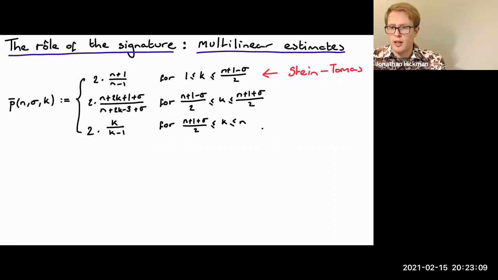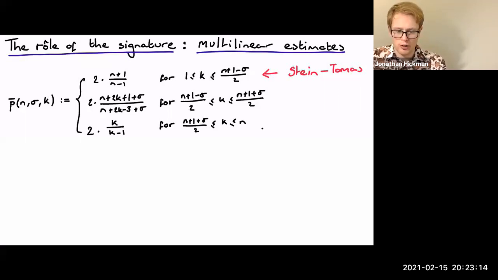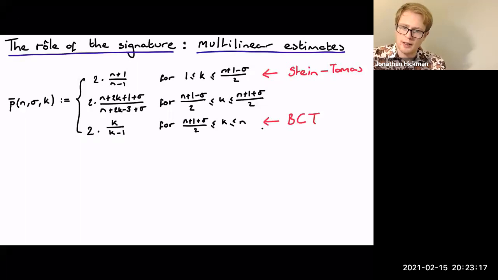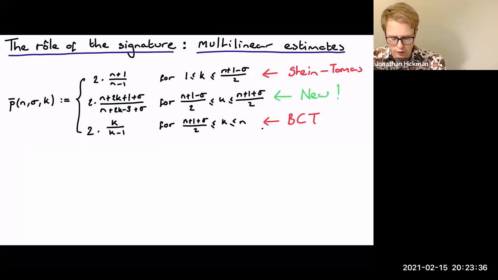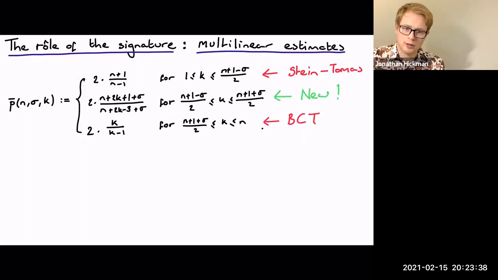It's just a direct consequence of the linear inequality. In the other extreme, if k is close to n, then we get the exponent 2 times k over k minus 1. And you may recognize this as the k-linear exponent in the celebrated Bennett-Carbery-Tao multilinear restriction theorem. So in this case, we also get the sharp range of multilinear estimates for free, this time coming from the Bennett-Carbery-Tao work. So really, the only new feature of this conjecture is understanding what happens when k is close to half the ambient dimension in this middle regime. And that's where we get estimates that improve over Stein-Thomas or Bennett-Carbery-Tao.